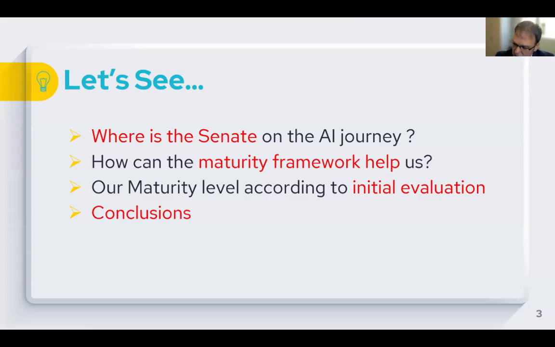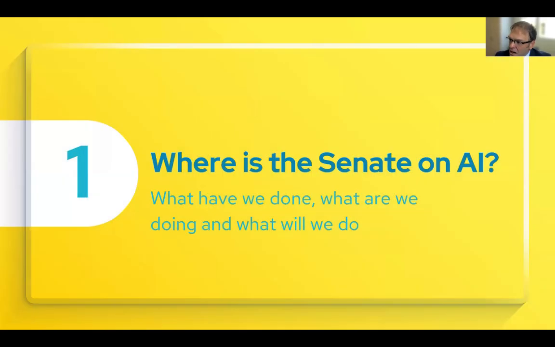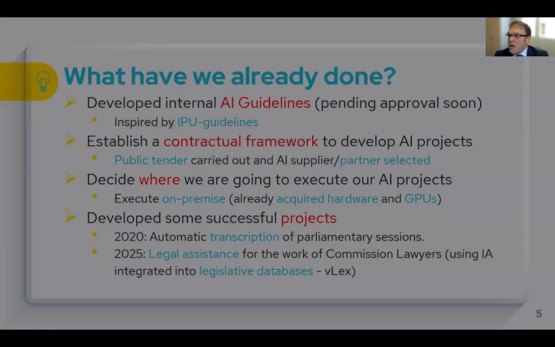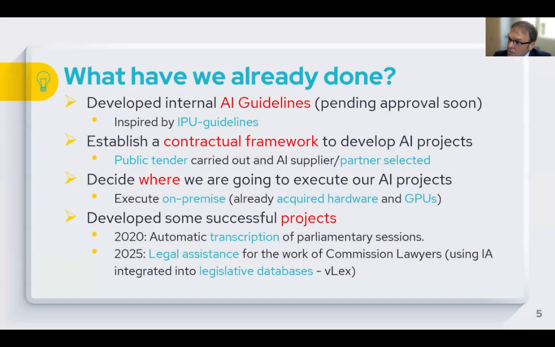So let's go with the first point, where we are in this journey of AI. Everybody's in the journey. ChatGPT arrived and broke all the things, moved the place. And what have we done until now? What are we doing, and what will we do in the future? So what have we already done?